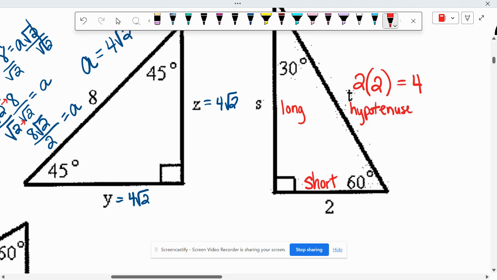So if I know the short leg is 2, what is the measurement of the long leg? Look at your rule. If I know the short leg is 2, how do I find the long leg, Kara? Short leg times the square root of 3. So that becomes 2 square root of 3.